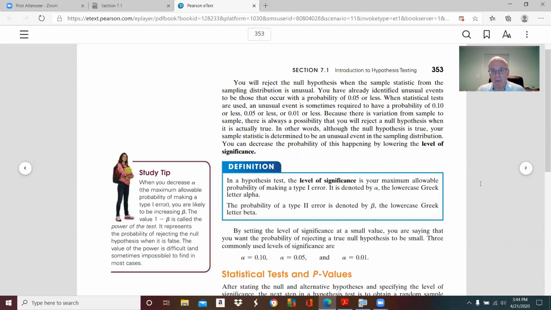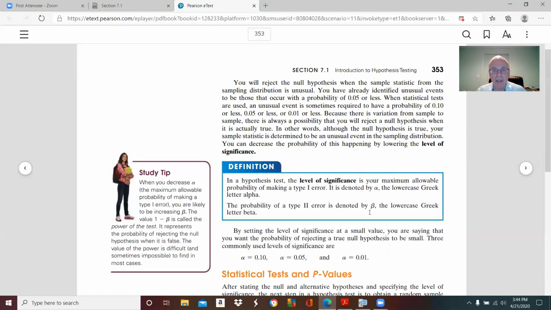Another term for that, by the way, is the level of significance. So the probability of a type 1 error is called the level of significance, and it's denoted by the Greek letter alpha. This letter here, alpha. The probability of a type 2 error is called beta. Now, you just need to know the definition of the probability of a type 2 error. Okay.